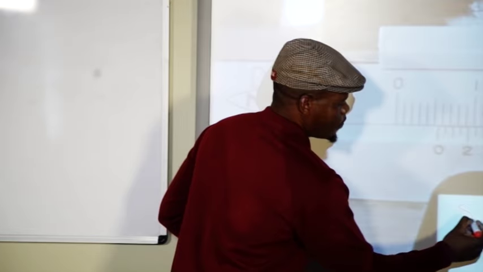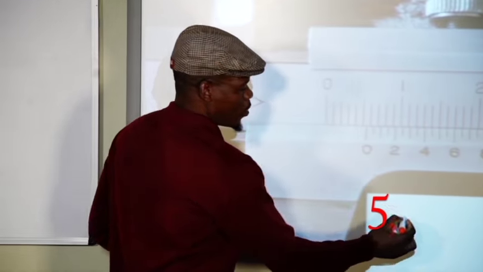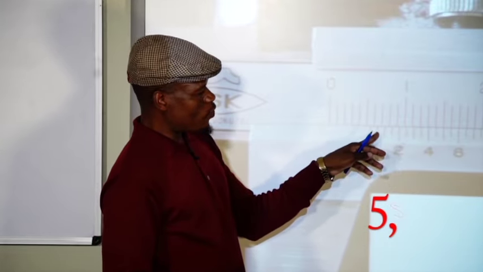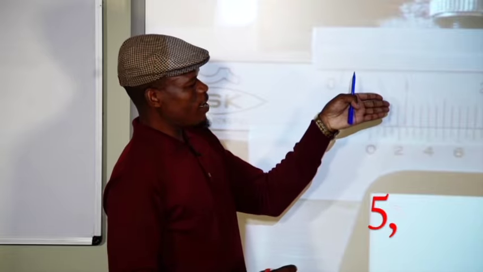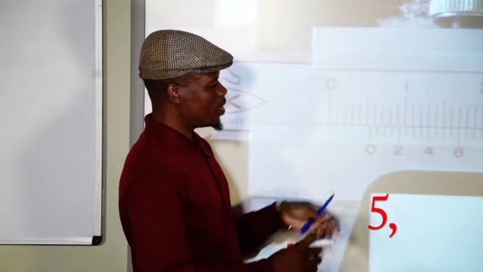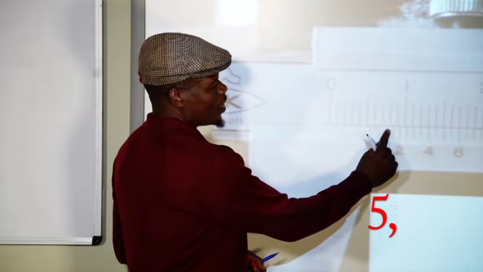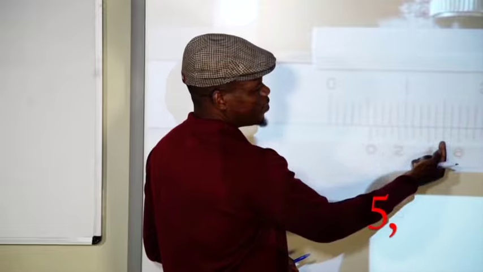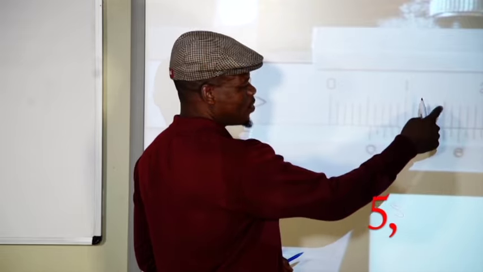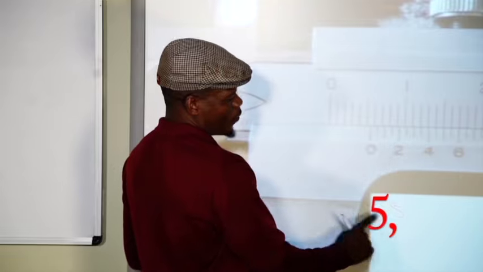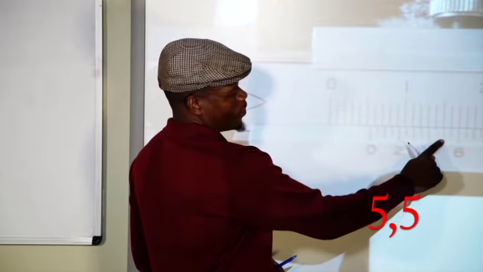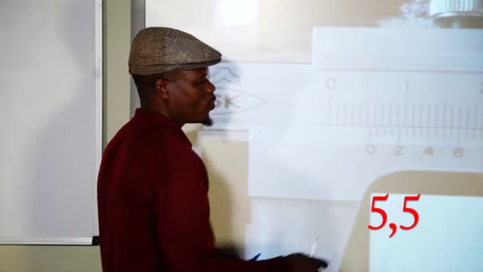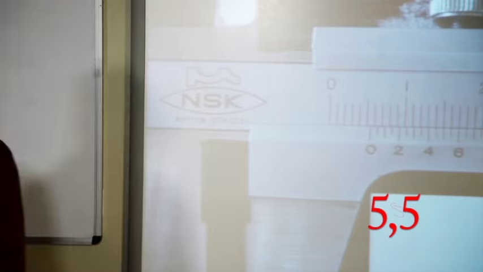So now you have 5 there, comma, and then you are going to indicate the line on the vernier scale that is corresponding with a line on the main scale. If you check on all those, they are not corresponding, but if you check at this one, that is the closest that you can find which is corresponding with the main scale. So it's going to be 5 comma 5, because you have got 4 and then you have got 6. That means this is going to be 5. So your value is going to be 5.5.